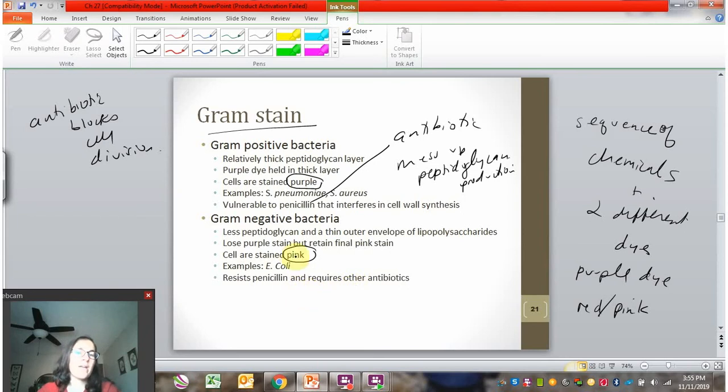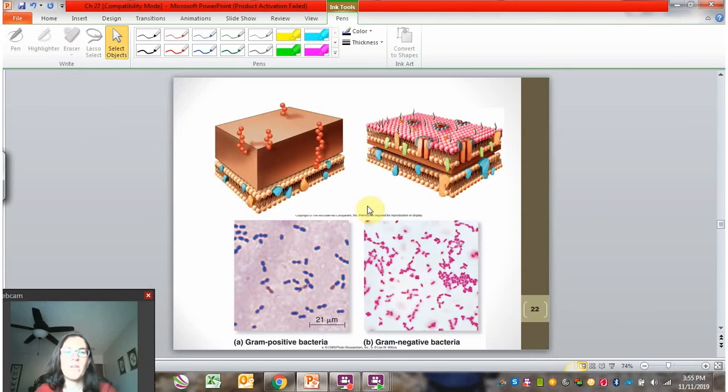And this is why knowing which type of bacteria is causing an infection can be helpful in knowing the treatment to use. So this is what these differences look like. So remember, gram-positive is going to have a purple color when you look under the microscope, and gram-negative is going to have a kind of pinky color.